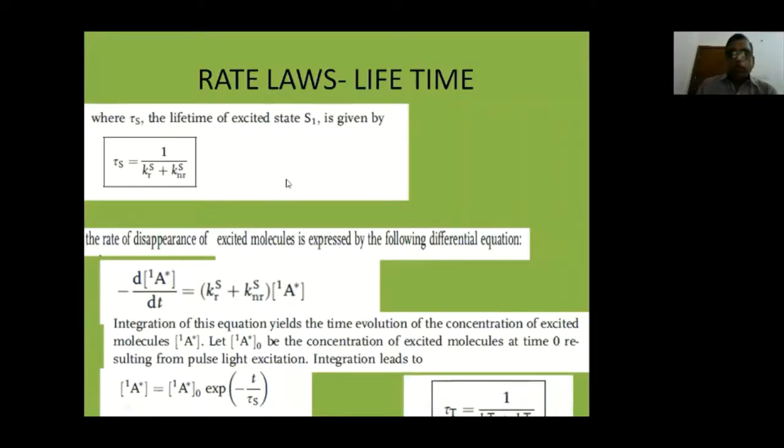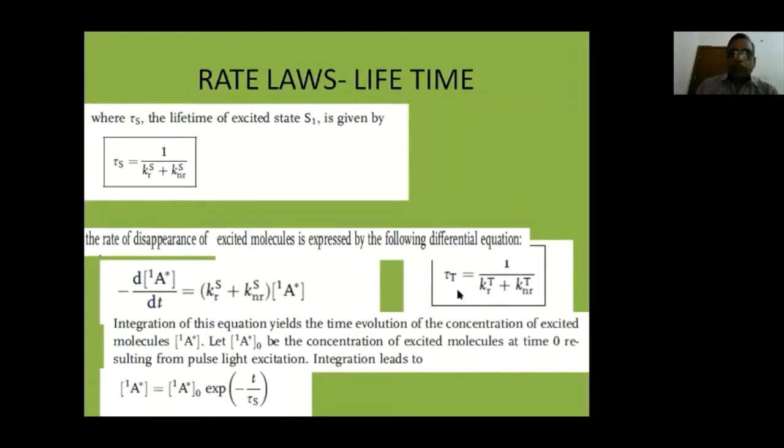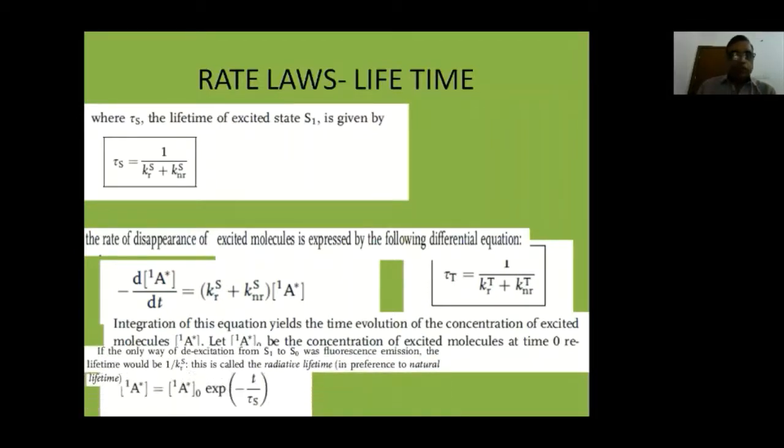Now you can also write it in a similar way for the triplet state deactivation. We have already seen the deactivation steps. The triplet state can deactivate by the radiative mode and the non-radiative mode. Sum them up and invert it, and that gives you the triplet lifetime. So now we have singlet lifetime and triplet lifetime expressions.